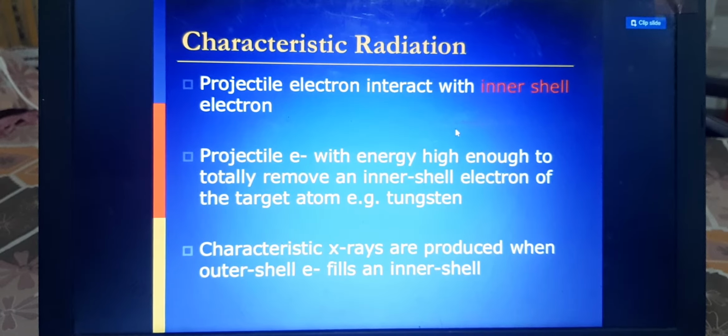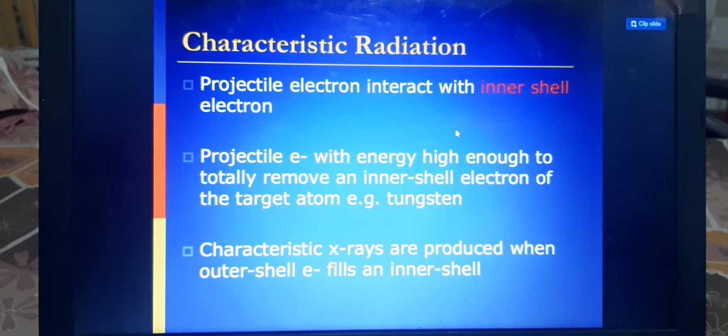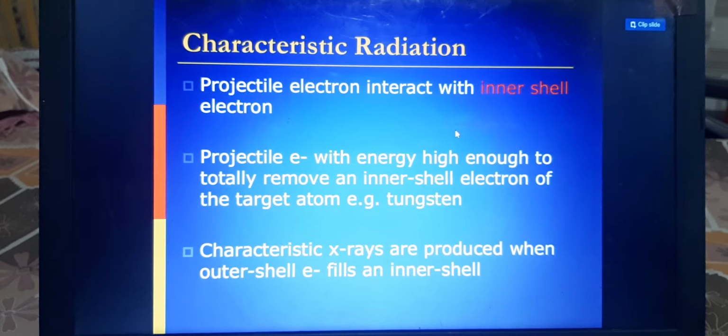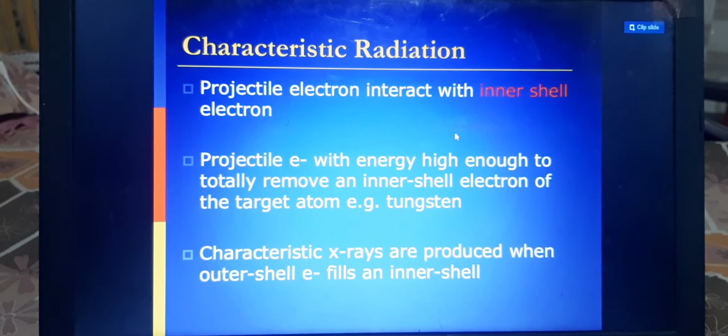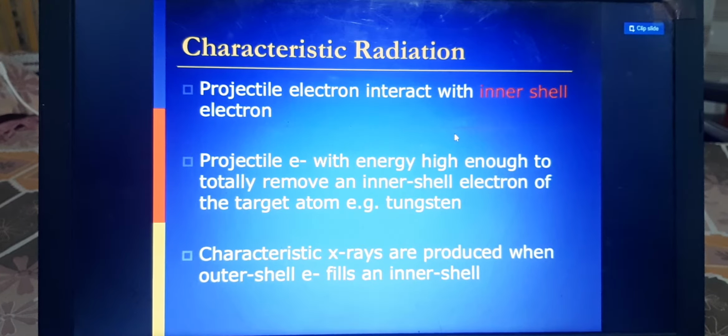Good morning, students. Today we start a new topic, that is X-ray emission spectrum. Before starting the X-ray emission spectrum, let us discuss what is characteristic radiation and what is Bremsstrahlung radiation.